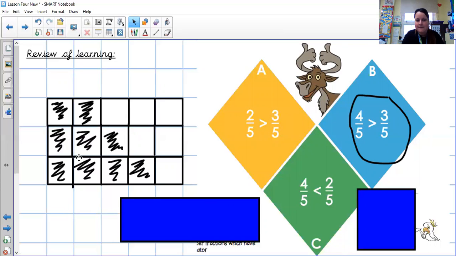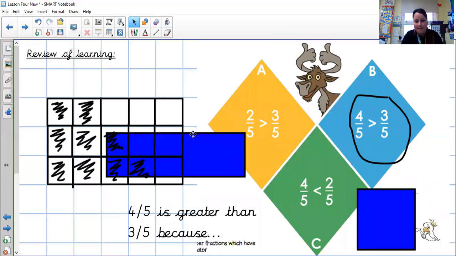Because 3/5, I've got 1/5 more. One of those equal parts is shaded more. Okay, let's have a look at this one. 2/5 is greater than 4/5. Let's have a look. No, 2/5 is not greater than 4/5 because 4/5 has 2 extra parts. Okay, so the correct answer is B.